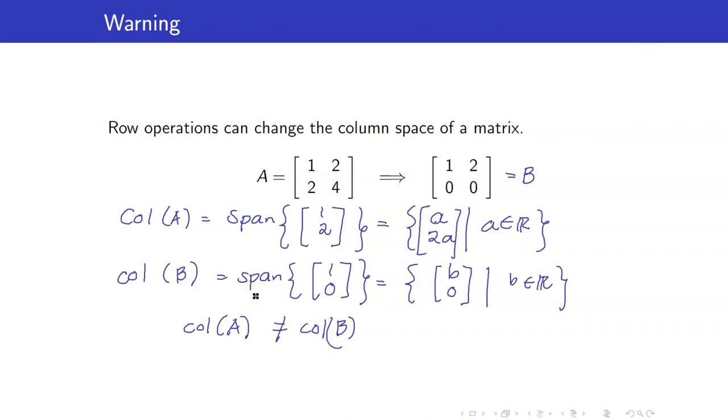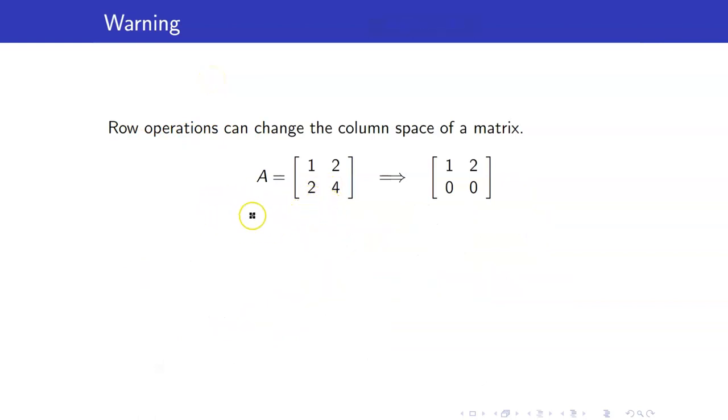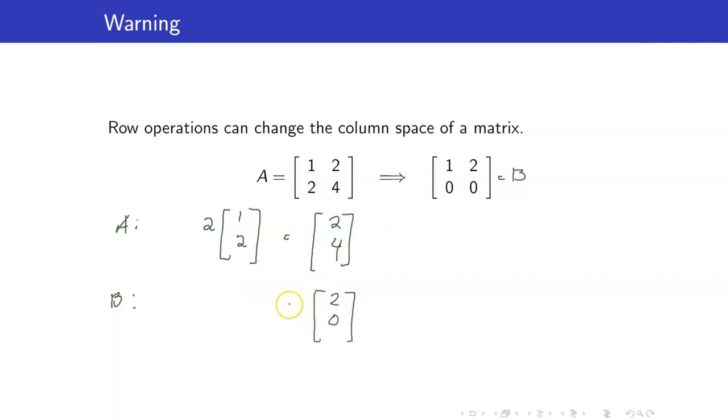Although the column spaces of a matrix and its row equivalent matrix are not the same, what is true, however, is that the dependency relationships between the columns do not change if we perform row operations. So for example here in matrix A, the second vector (2, 4) is twice the first vector. This is for A, whereas for B, the second vector (2, 0) is also twice its first vector (1, 0).